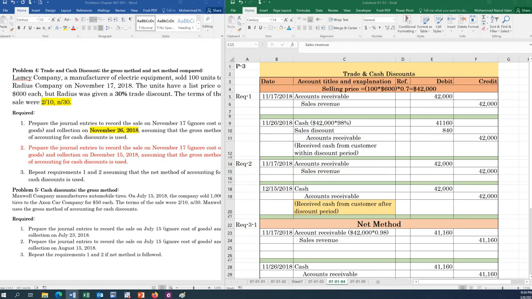and this one is for you. You will solve this one, meaning problem number 5 at home, because this is very similar to the problem number 4. Okay, I hope you understood.